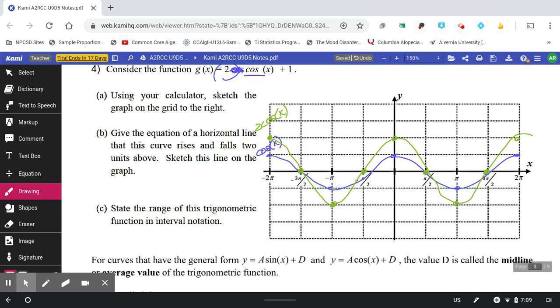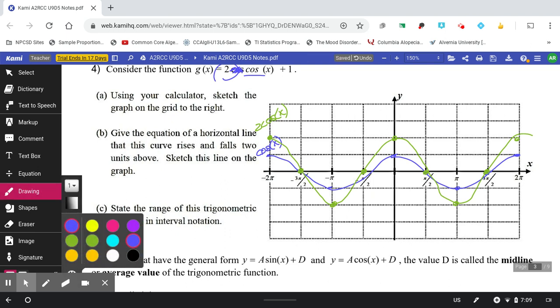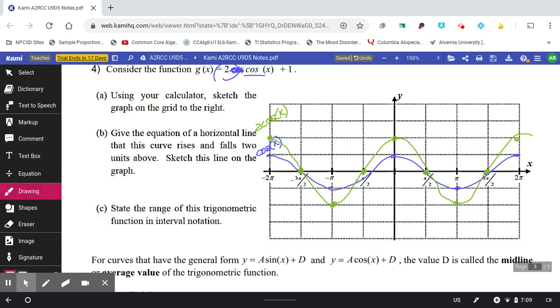Now we're going to shift it up 1, which is what that last piece does. So now we're going to take that and we're going to go up 1 for all of these points.